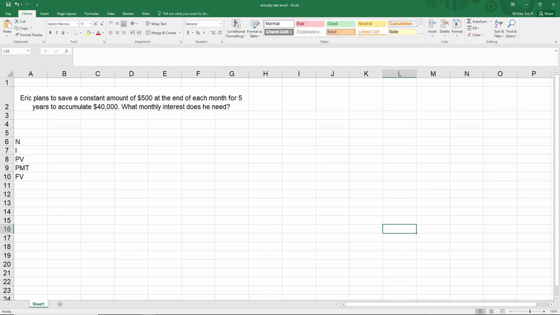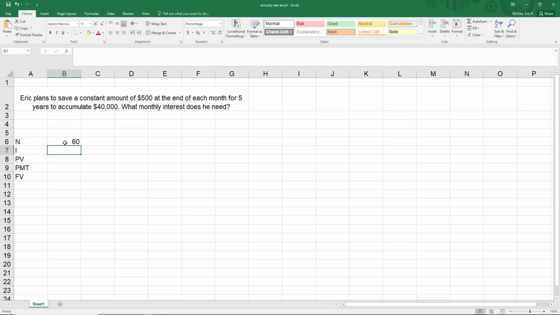I prepared a standard question here asking us to find the interest rate of an annuity. Now, to get started for an annuity question, it's best to convert our verbal description of the annuity characteristics into our actual numbers. So, first one will be N for number of periods. We are planning to save once a month for 5 years. Therefore, this person has 12 payments per year, 5 years. 12 times 5 is 60.